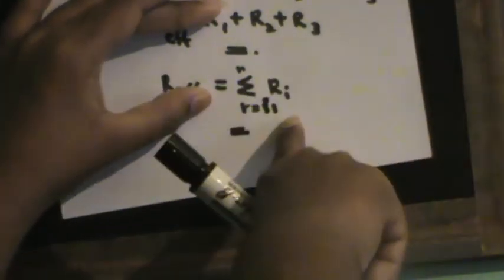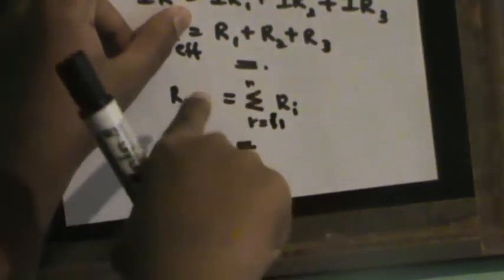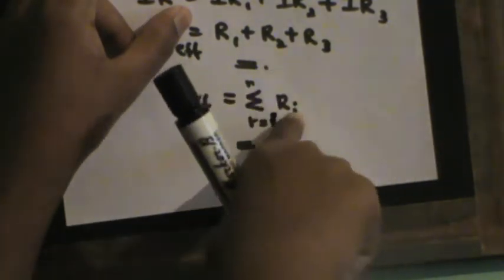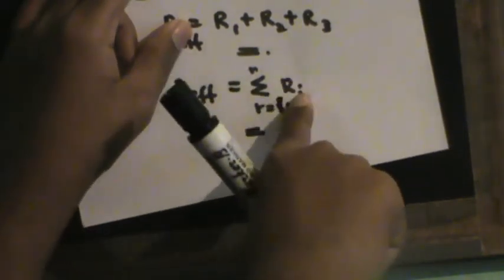So the sum is from i equals 1 to n. This is not R, it is from i equals 1 to n. So when you substitute, when n is equal to 1, R effective will be equal to R1. When n is equal to 2, that will be from 1 to 2, so that will be R1 plus R2. From 1 to 3, that will be R1 plus R2 plus R3, as we have deduced here. And when n is equal to n, it will be R1 plus R2 plus R3 plus up to Rn, the summation. So this is the general equation that we get for resistors in series.